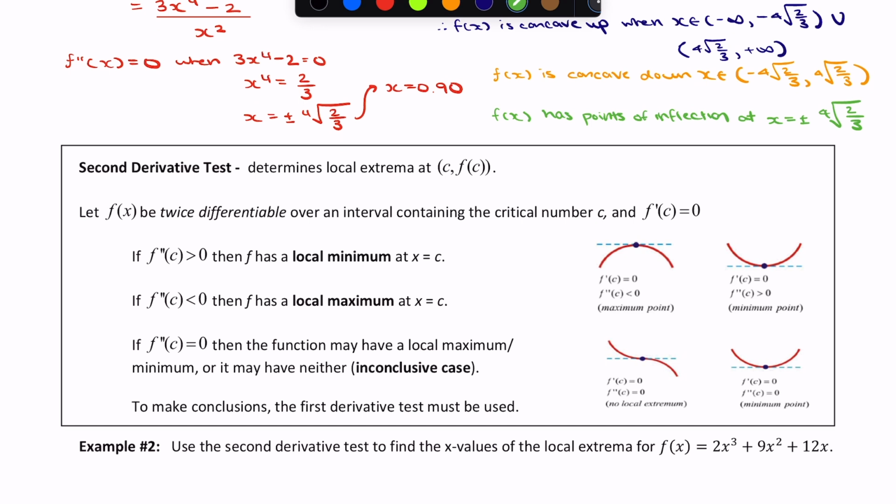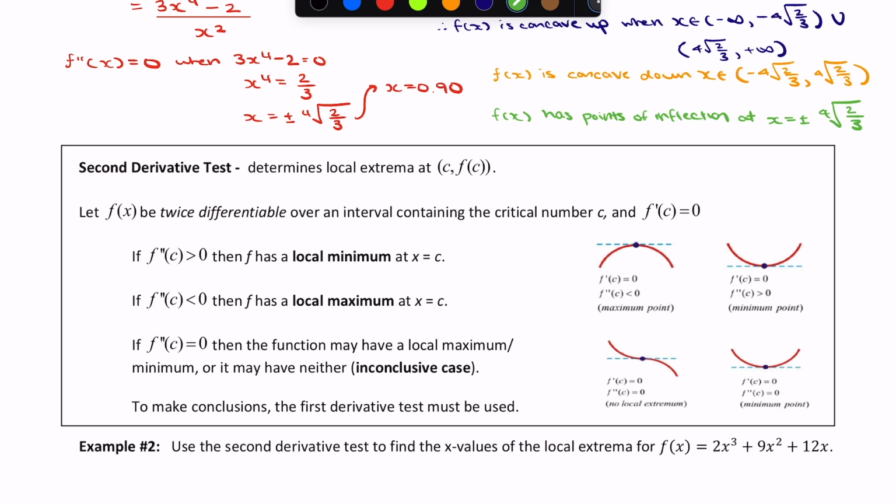The second derivative test determines the local extrema at point c and f of c. So let f of x be twice differentiable over an interval containing the critical number c, where f prime of c is equal to 0. So here we see that if f double prime of c is greater than 0, then f has a local minimum at x is equal to c. If f double prime of c is less than 0, then the function has a local maximum at x is equal to c.